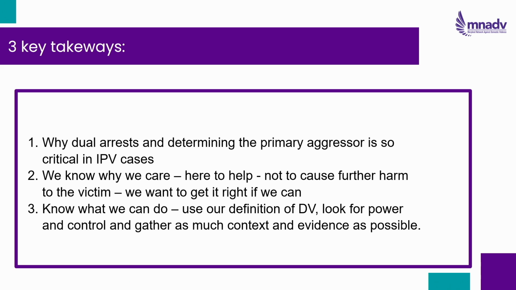And so to wrap up what we covered and now know, we know why dual arrests and determining the primary aggressor is so critical in intimate partner violence cases. We know why we care, because we're here to help, not cause further harm to the victim. We want to get it right if we can. And we know what we can do. We can use our definition of domestic violence. We can start looking for power and control, and we can gather as much context and evidence as possible.